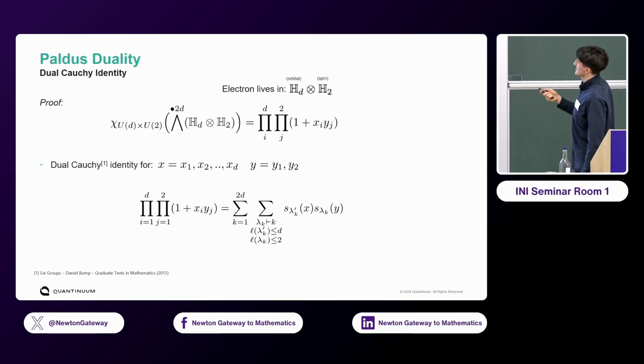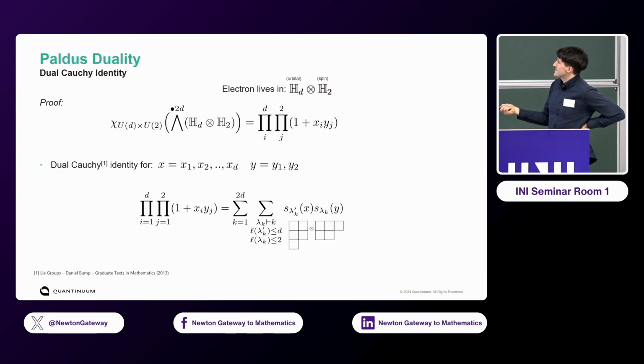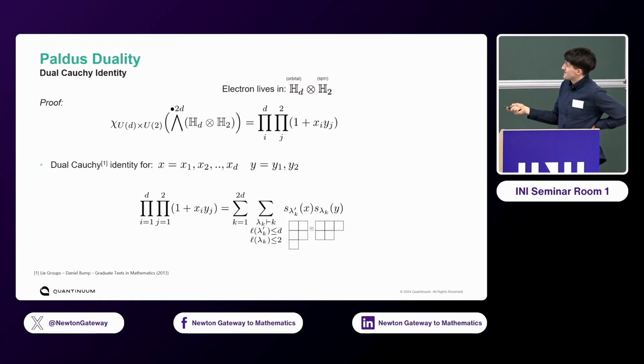Okay, so these are represented via these conjugate Young diagrams. So this is the d part, the orbital part can have at most d rows, and the spin part is governed by at most 2 rows. Okay.